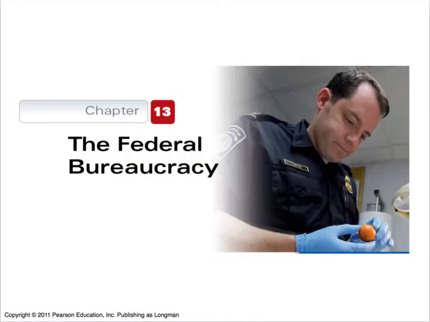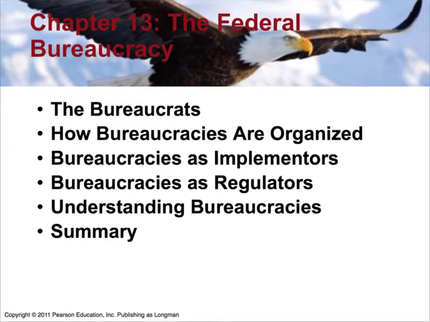So we're going to be looking at the executive branch from the perspective of the federal bureaucracy. We've already looked at this unit from the perspective of the presidency in the last chapter, Chapter 12. So now it's time to look at the bureaucracy itself. We're going to talk about bureaucracy and bureaucrats, how bureaucracies are organized, how bureaucracies implement policy, how they regulate policy, and then we're going to look at theories of bureaucracy as well.